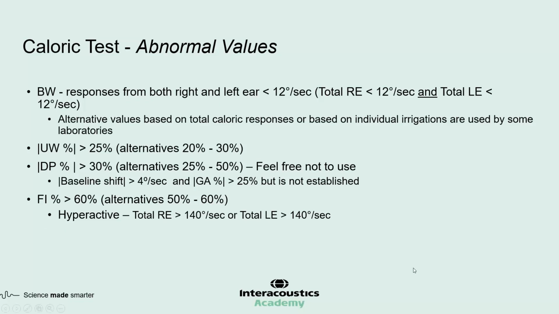As for hyperactivity, just like the bilateral weakness, whenever both ears are involved, the caloric test doesn't really have good criteria for these types of situations. So for hyperactivity, I usually use total response from either the right ear or the left ear if it exceeds 140 degrees per second. And if you want to know where that 140 degrees comes from, it's 60 degrees for cool irrigation, 80 degrees for warm irrigation. Those are the numbers that have been around for many years.